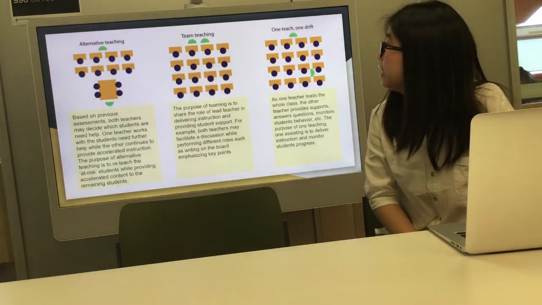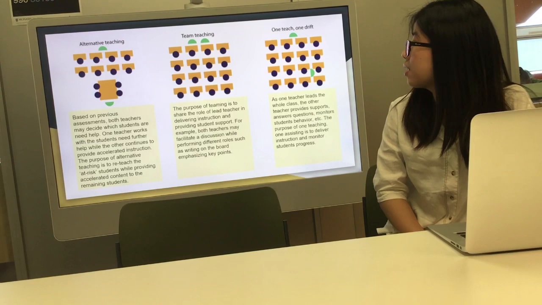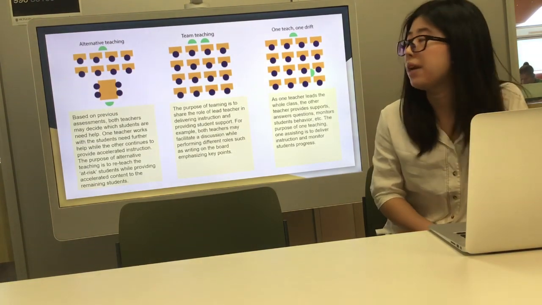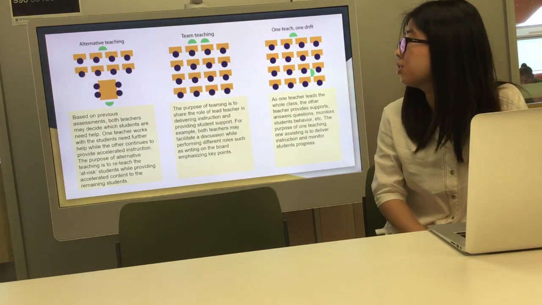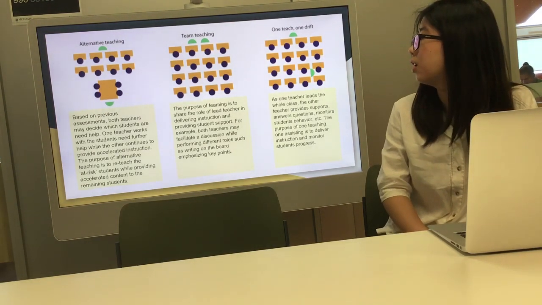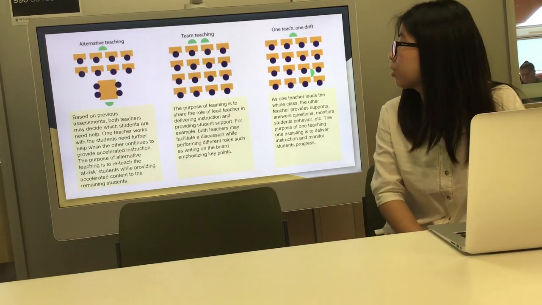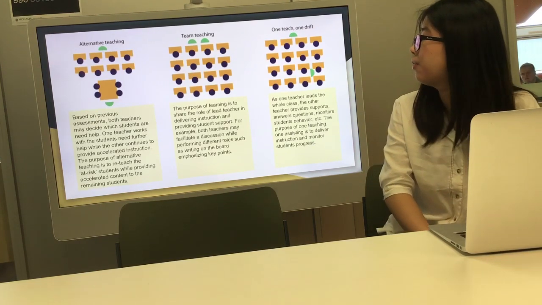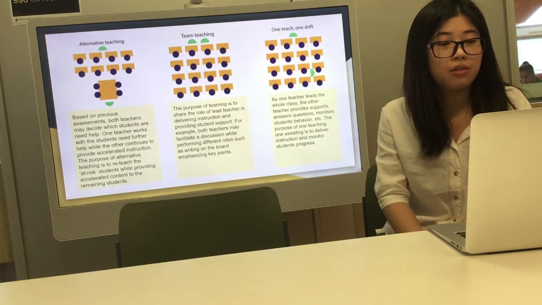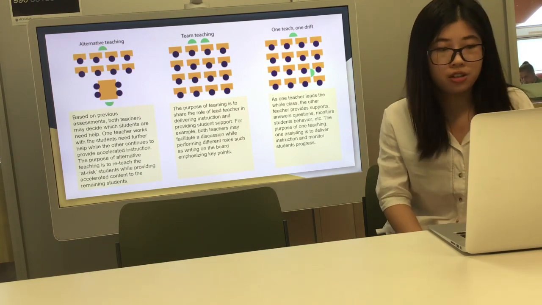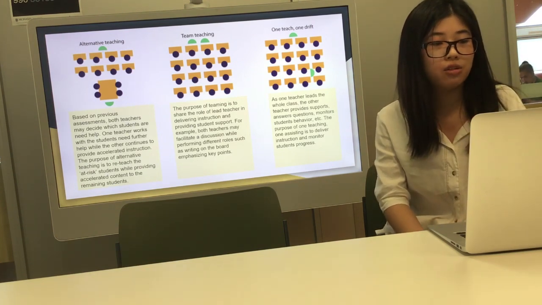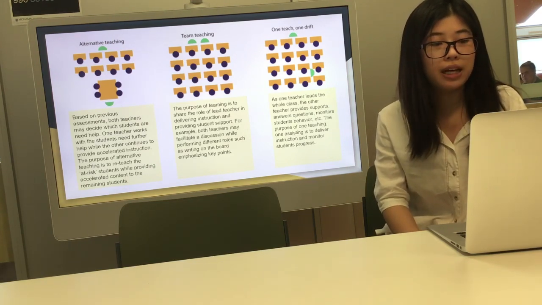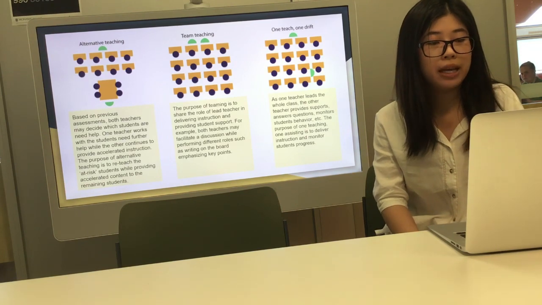So for the alternative teaching, based on the previous assessments, both teachers may decide which students need help, like we mentioned in the classroom, like some AL students or students below the average. So one teacher can work with the students who need further help, while the other continues to provide acceleration instruction. The purpose of alternative teaching is to reteach the at-risk students while providing accelerated content to the remaining students.